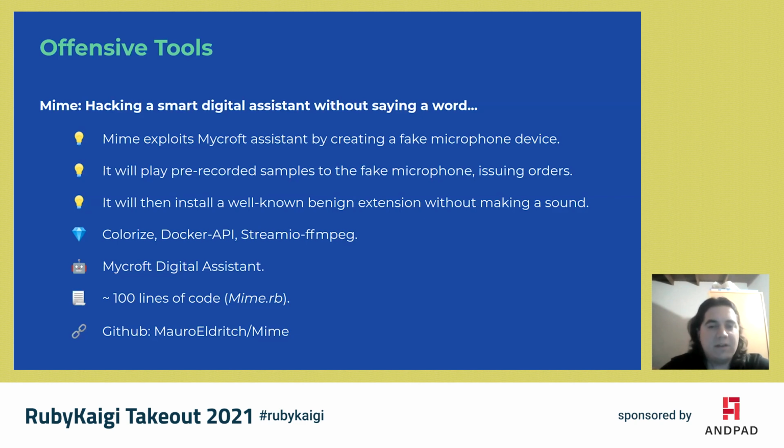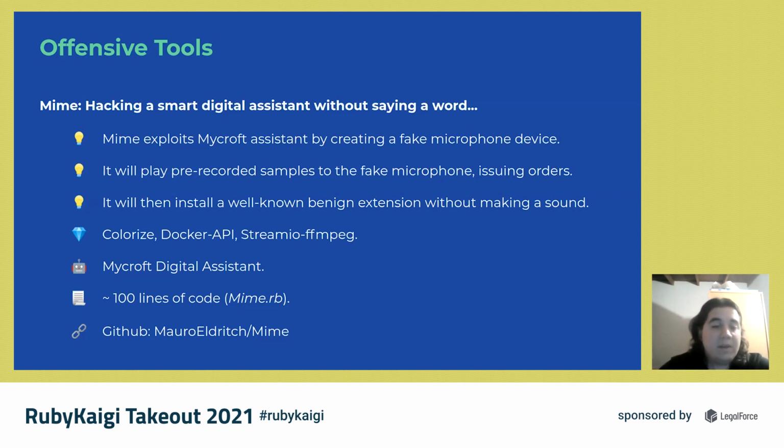We will generate a fake microphone, which is a software microphone, and software speakers, which are muted. So we will play pre-recorded samples to this fake microphone, sending malicious orders. Think about somebody recording your voice in a pocket recorder and playing it over. Then one of these orders is to install a specific extension. Obviously, Mycroft will ask for confirmation. We have that confirmation recorded too. So it will install everything regardless.